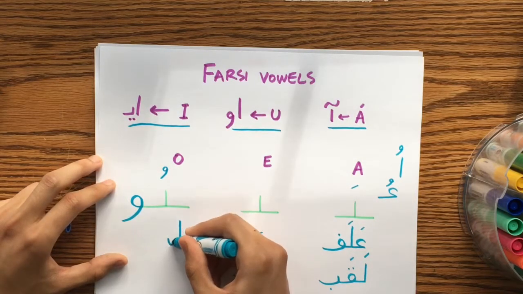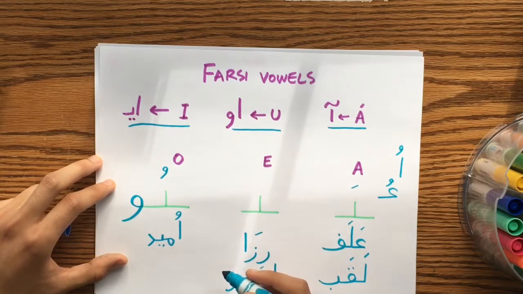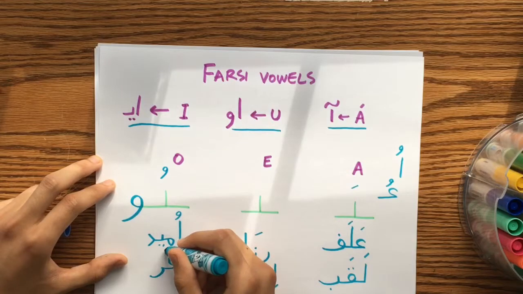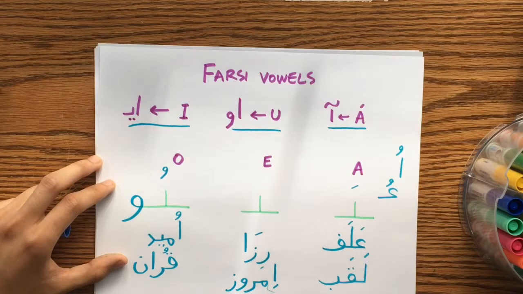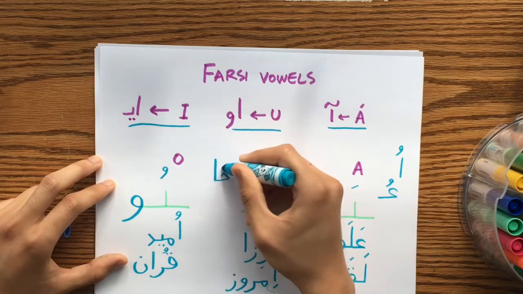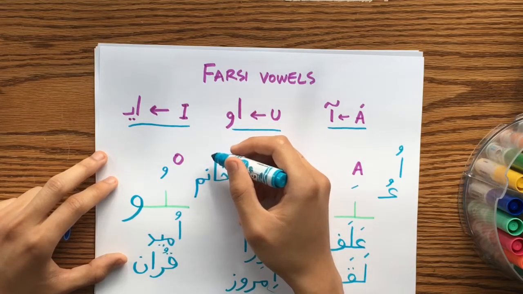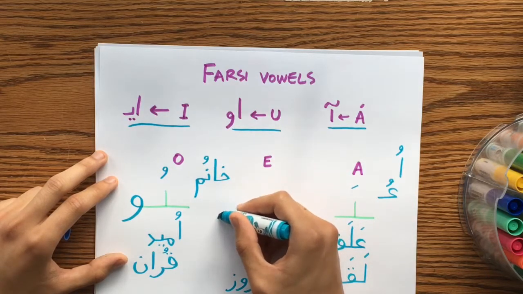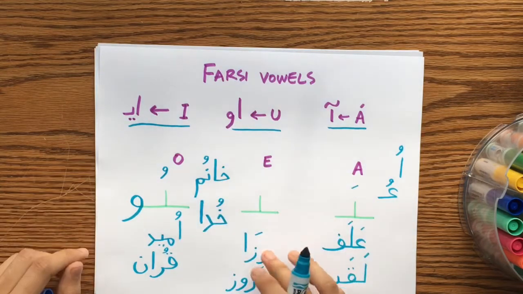All right, for O, you could write Omid, which means hope, and it's also a common boy's name, Omid. Quran, like the book, Quran. And then also, oh yeah, the word khanom, which means miss. So, like we said, for Mr. you would say aga. For Miss, you would say khanom. And it has the little invisible O there. And khoda, which means God, which is in that word for goodbye, khoda hafiz.